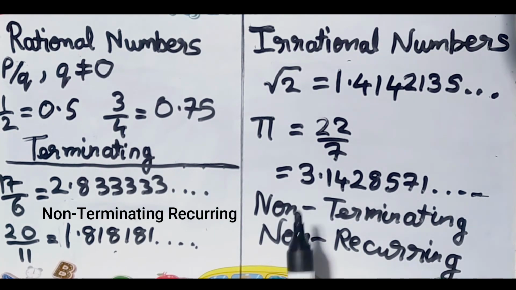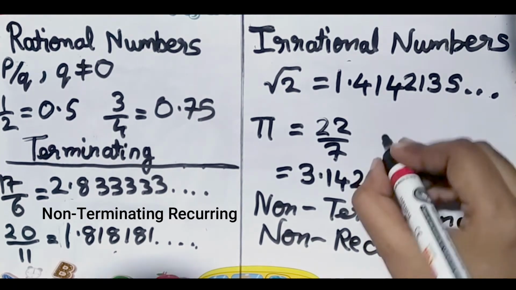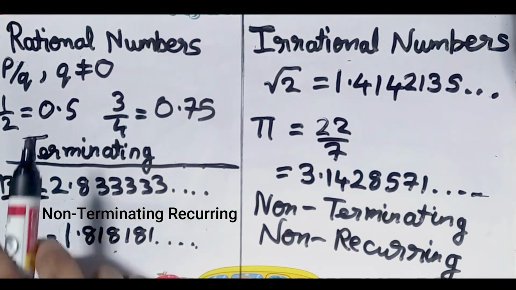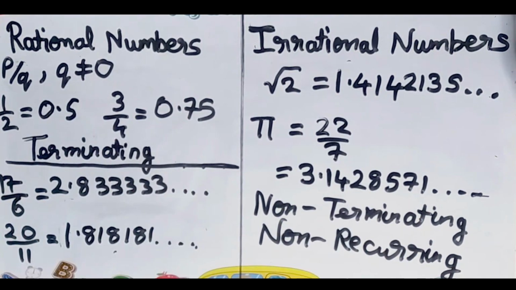But for our calculation, we take it as 3.14. Approximately we take. It is 3.14 is an approximate value. It is not the exact value, because the exact number is non-terminating and non-recurring. So it is an irrational number. So, the difference between rational and irrational numbers.